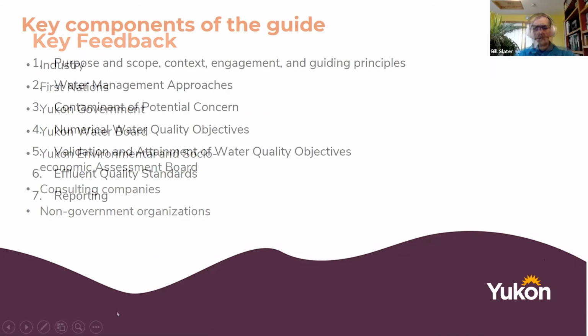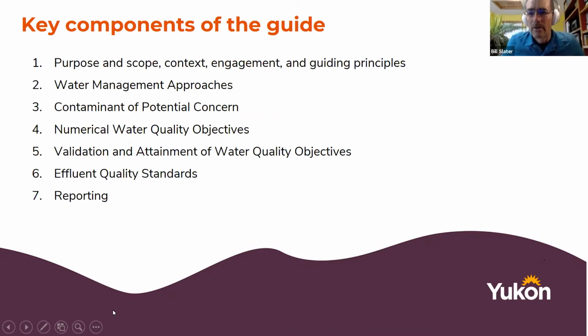So I will talk a little bit about the key components of the guide now that I've talked about the process of getting there and some of the feedback we received on the earlier versions. I will mention that the objective set out in 2015, 2016 was to provide more clarity and certainty about processes for establishing water quality objectives and effluent quality standards for hard rock mining projects in Yukon. And so the guide aims to do that.